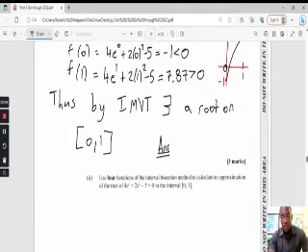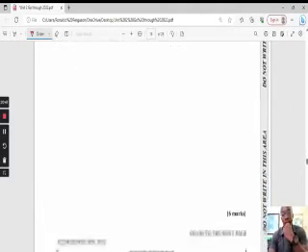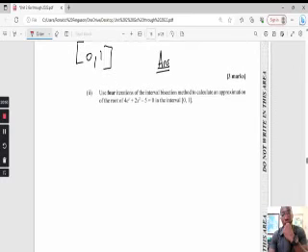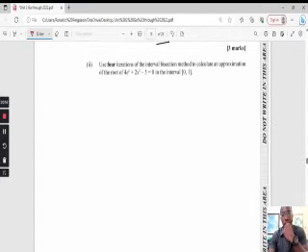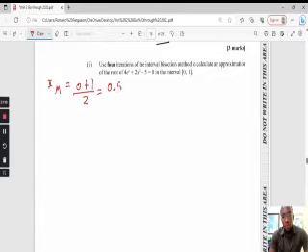On the next part, they want us to use 4 iterations of the interval bisection method to calculate an approximation of the root. So we need to use the bisection method. The first thing we need to find is the midpoint. I like to call the midpoint xm: 0 plus 1 divided by 2, that's 0.5.